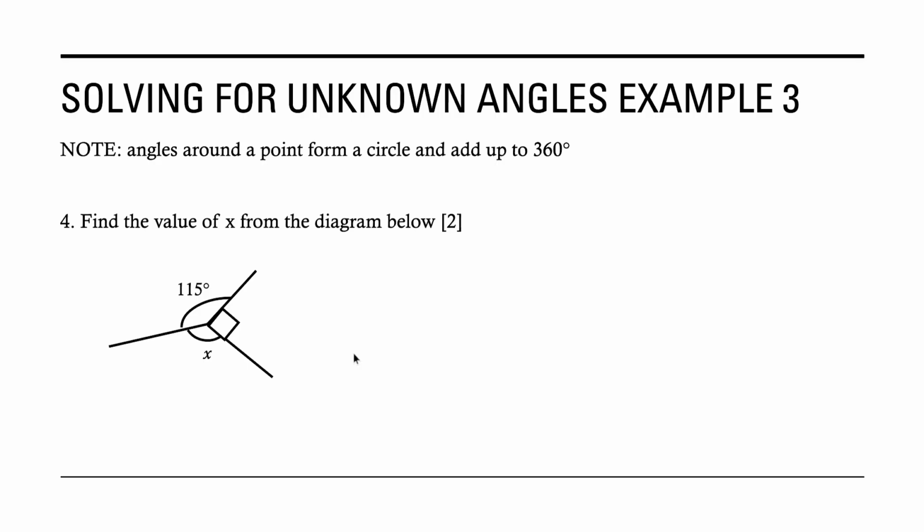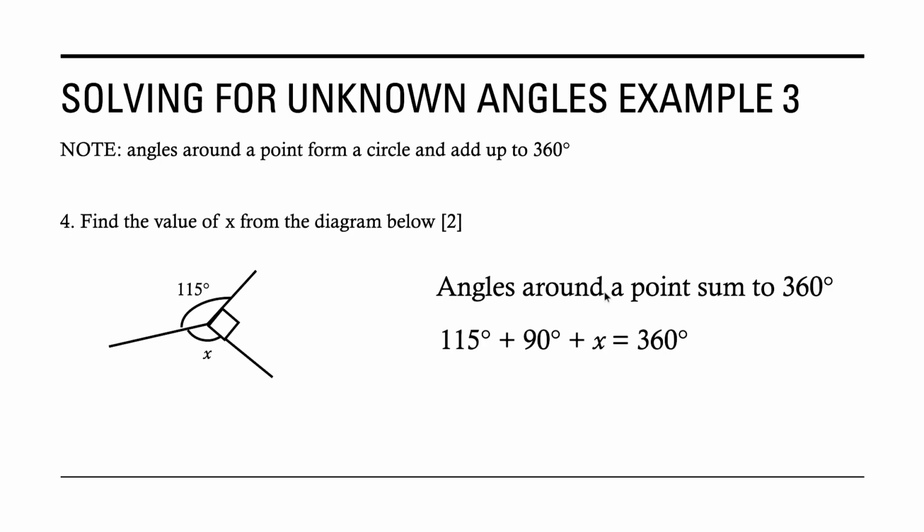The third question, again, the same thing. You should immediately see this all around one point forming a circle, and you should note this is 360 degrees. This time it's split into 3 components, and we're given one value, but we're also given this square, which we should know by now is a 90-degree angle. 115, 90 and x are the 3 components that sum to 360, so we want to write that down and then rearrange. 360 minus 90 is 270, 270 minus 115 will give us the value of x, which is 155.